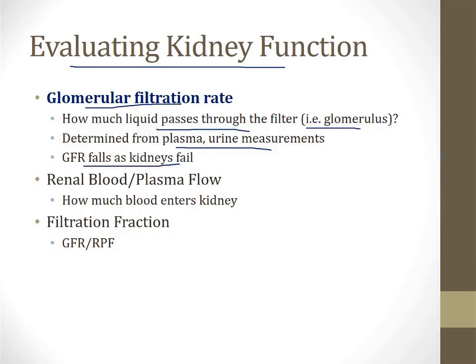There are some other metrics of kidney function that we also use. One is the amount of blood or plasma flow. This is how much blood is entering the kidneys. And the other one is called the filtration fraction. So this is the ratio of the GFR to the renal plasma flow.